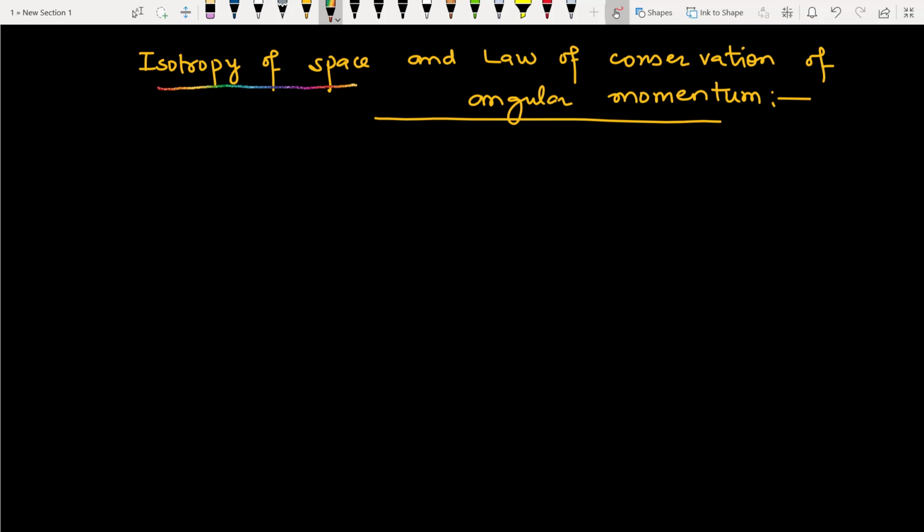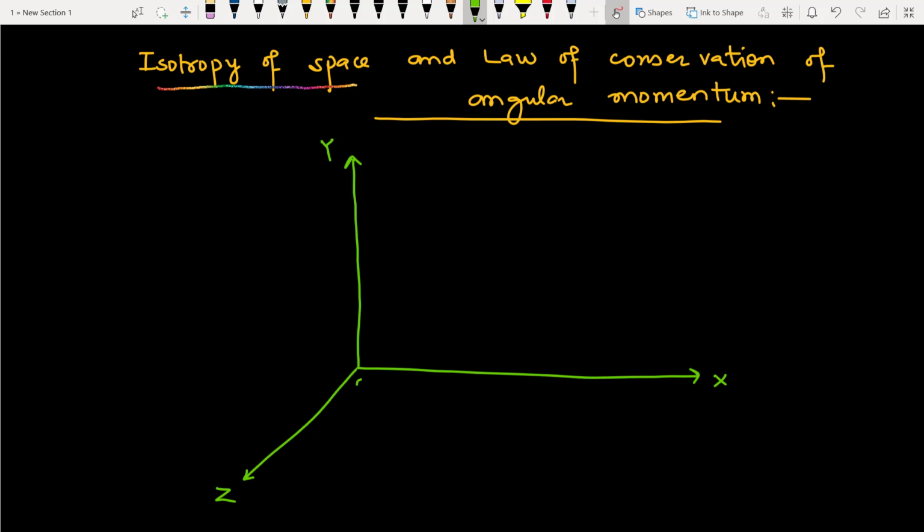So on the basis of this, we will try to derive the law of conservation of angular momentum. So consider a coordinate system, X, Y axis, Z axis. This is the origin.